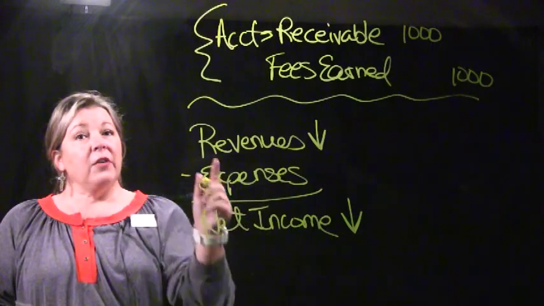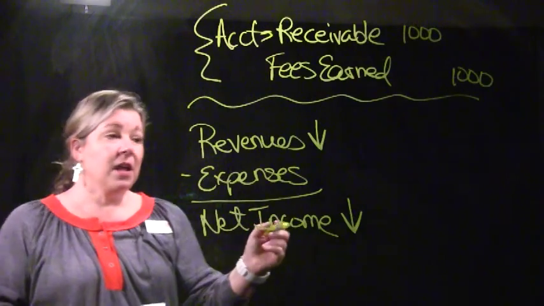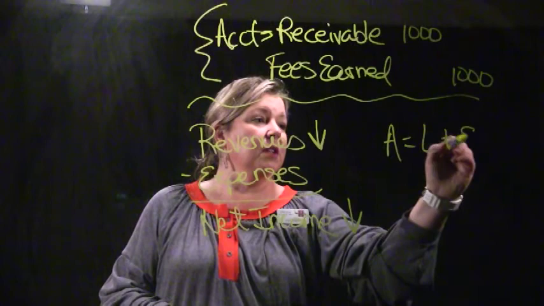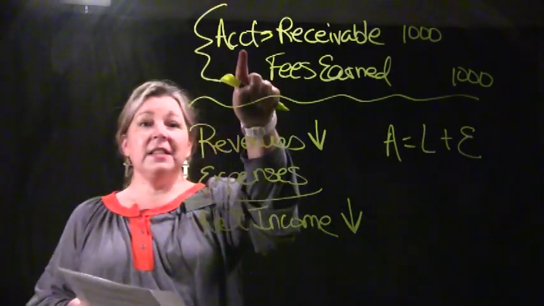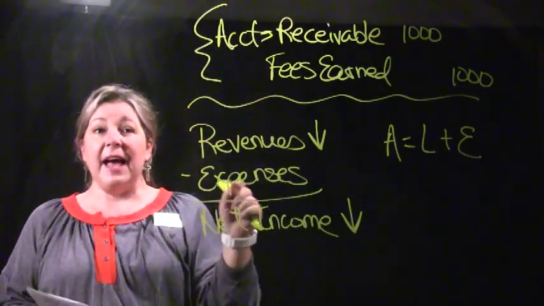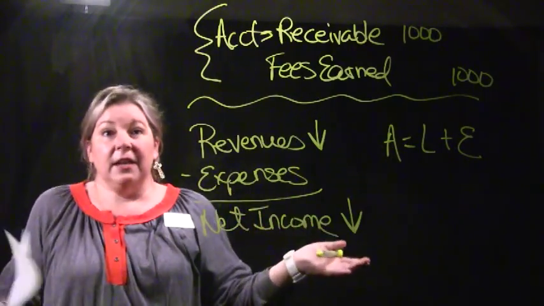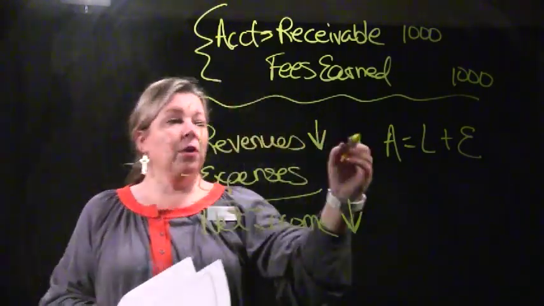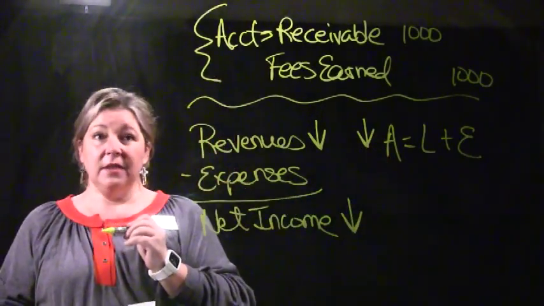We also need to talk about how this would affect our balance sheet. Okay, well, our balance sheet is assets equals liabilities plus equity. This accounts receivable is an asset. I should have increased that asset by $1,000, but I didn't. For whatever reason, I forgot. So if I didn't increase accounts receivable, then that means my assets are understated.